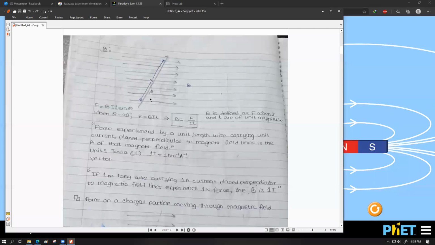Sir, the lines here are actually field lines, right? The horizontal lines are the field lines, and the diagonal arrow represents the current flow direction, or the conductor that is carrying the current.